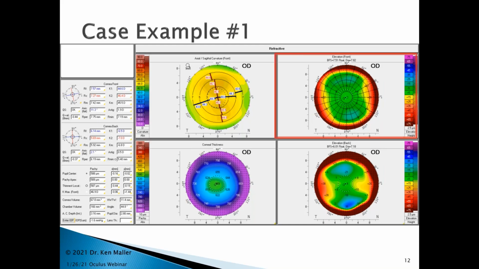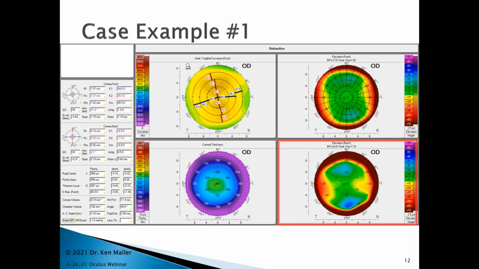On the upper right, you have the elevation of the cornea. You can see it's a very, very normal cornea. There's nothing unusual about the elevations here. The lower right is the back elevation of the cornea, and that is actually a very important screen to see if there's anything unusual going on the back.